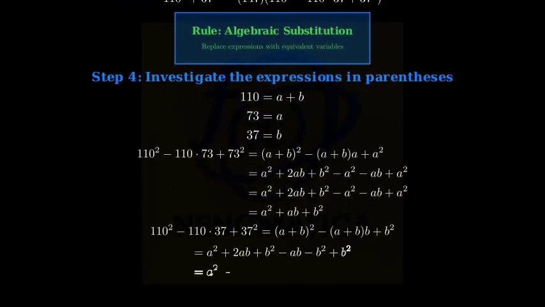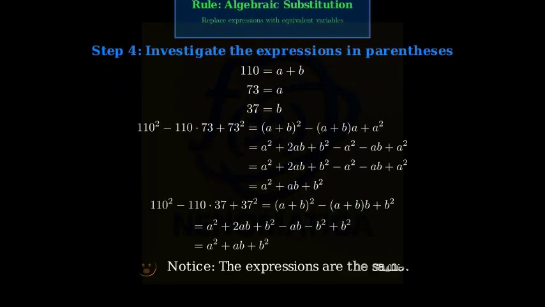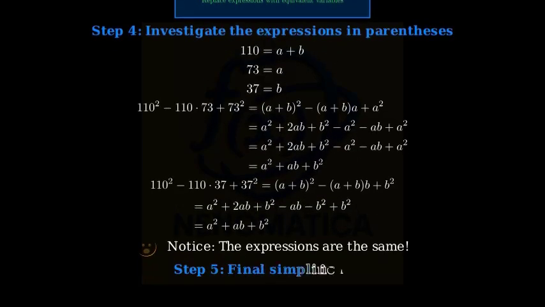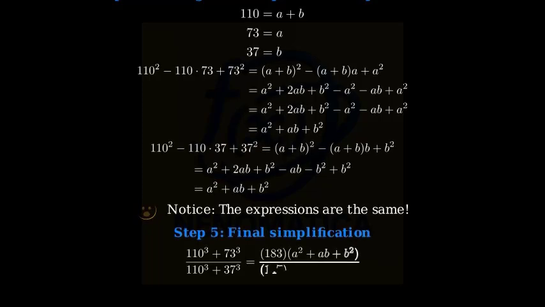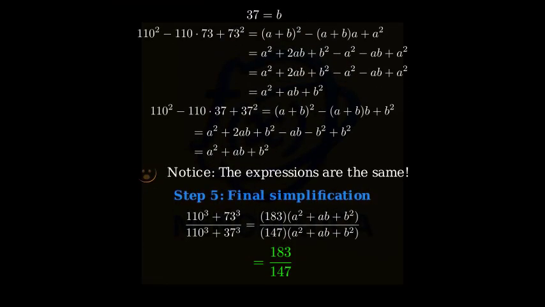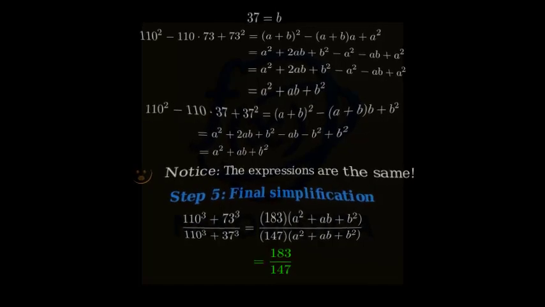This simplifies to a squared plus 2a plus b squared minus a minus b squared plus b squared, which further simplifies to a squared plus a plus b squared. Now, we have an interesting result. The expressions in the parentheses in both the numerator and denominator are identical, a squared plus a plus b squared. So our fraction becomes 183 divided by 147. We can simplify this fraction. 183 divided by 147 equals 183 over 147.